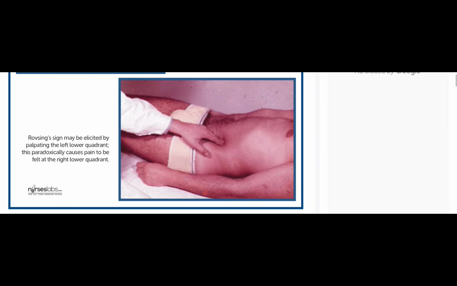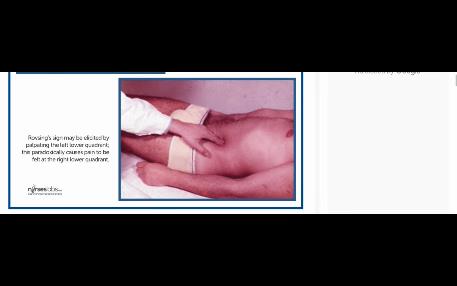Then next we have the image of Rovsing sign. Rovsing sign may be elicited by palpating the left lower quadrant. This paradoxically causes pain to be felt at the right lower quadrant. Rovsing sign is basically seen in appendicitis. In appendicitis, we palpate on the left side, but the patient feels the pain on the right side.